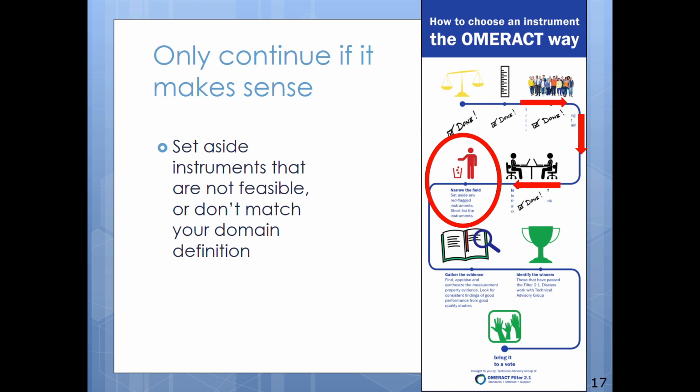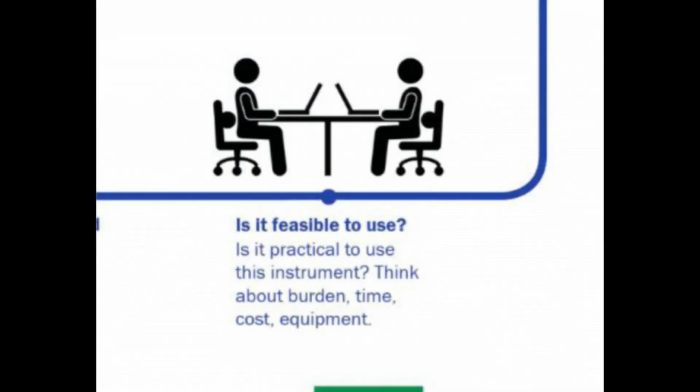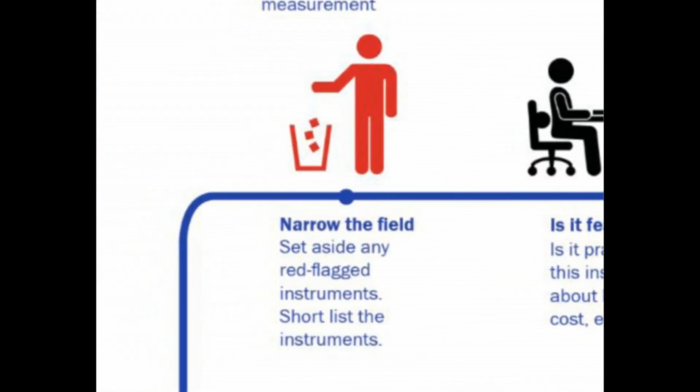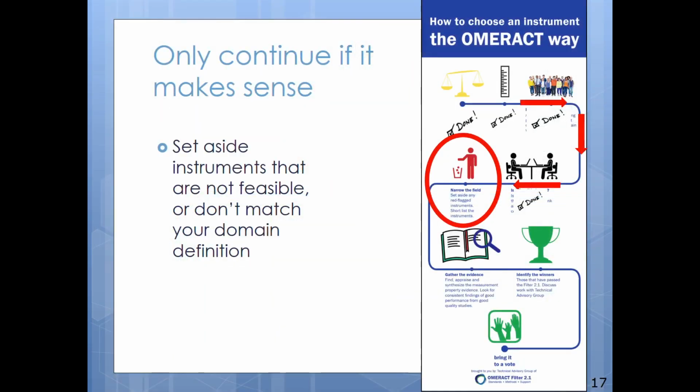We've done these stages, and this is now a key step, because what we're saying here is once you've assessed the concept match and the feasibility, set aside instruments that are not feasible or don't match your domain definition. And this is often quite a number of instruments. It doesn't mean that it's a bad instrument, it just means that it's probably a bad fit for your intended use. So set those aside before you go any further, and document why you've set them aside. Also document that your whole working group has agreed that this is an instrument that should be set aside.